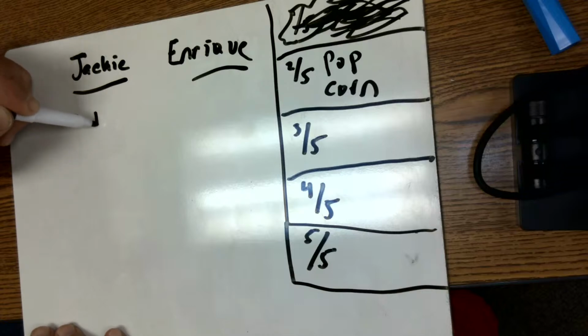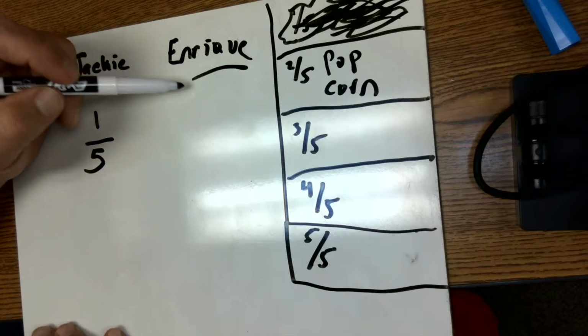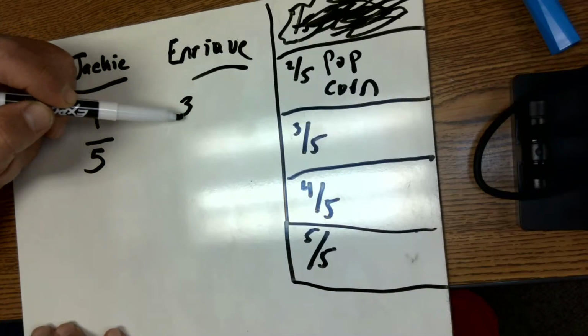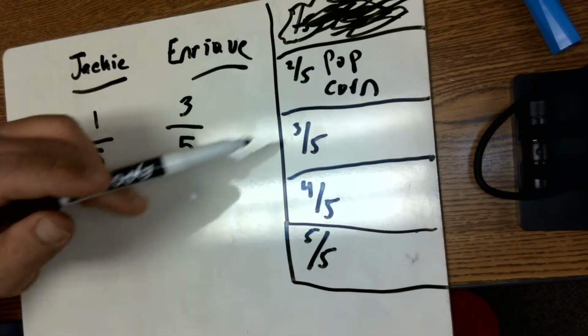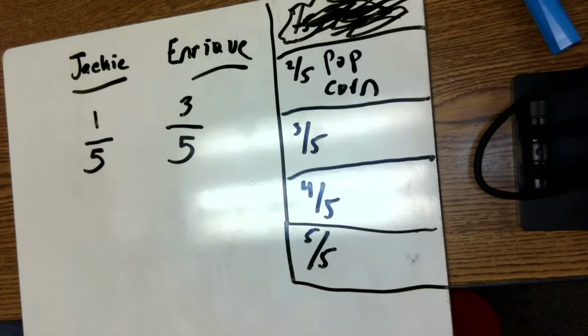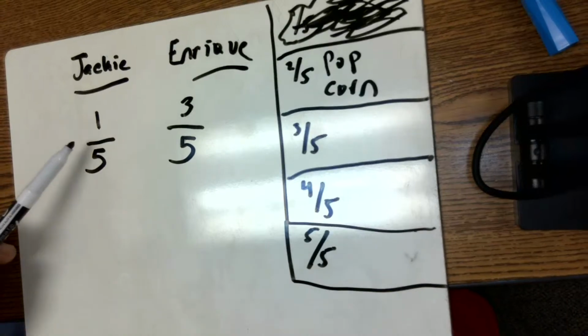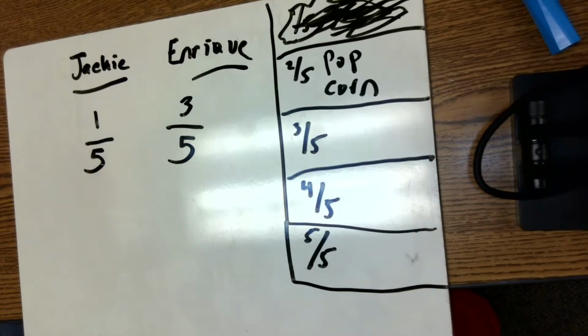Jackie eats 1/5, and Enrique eats 3/5. Remember, the other 1/5 we're not worried about. Jackie already ate that. So what's 1/5 plus 3/5? 4/5. 4/5. Right.